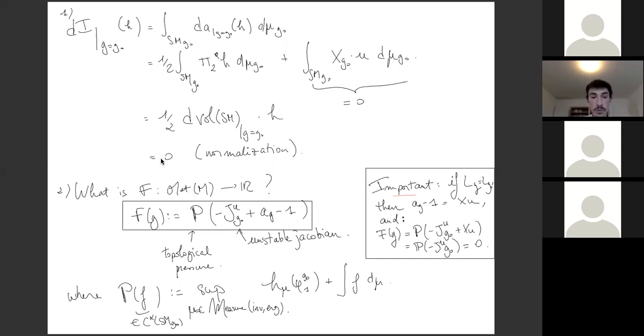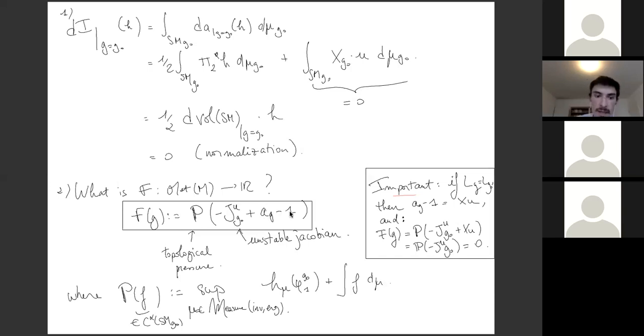All right, so we have to compute the second derivative of the stretch. And that's going to get a bit more technical. Now I need to describe exactly what this hypersurface is to which we restrict ourselves. So this functional F, I said before that it was the volume, but I was actually cheating a bit. It's not exactly the volume. It's a functional going from the set of all metrics to R, and it's defined as the topological pressure of a certain potential, which is Hölder continuous. And this potential is minus the unstable Jacobian plus a_g minus 1.